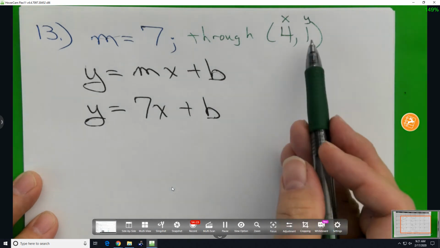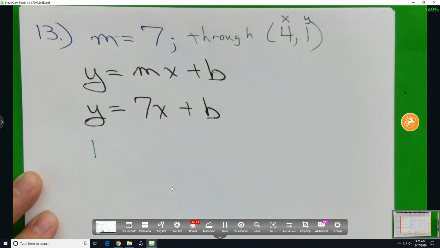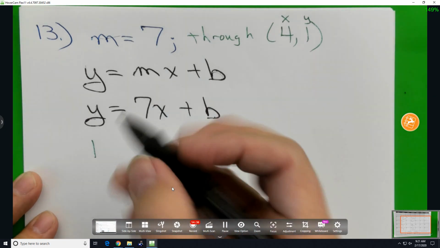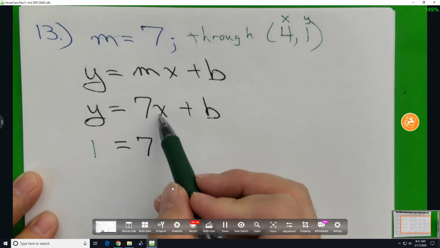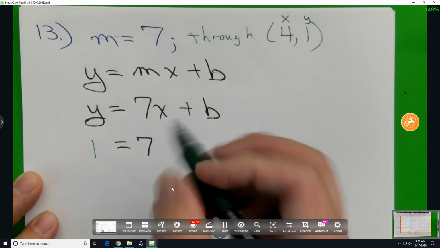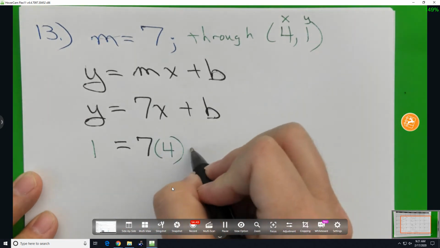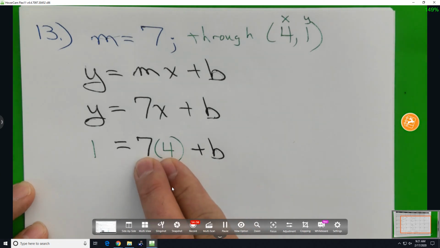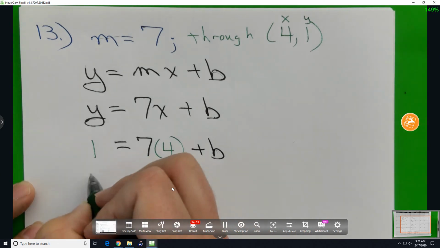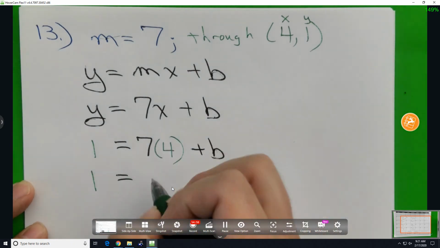So plug in 1 for y. We have the y, write the 1. So you have 1 equals 7. In place of the x, what am I going to put? A 4, I agree. Plus b. In the future, you might not want to show the 7 times 4, but you just put what number there? 28. 7 times 4, I agree, is 28.